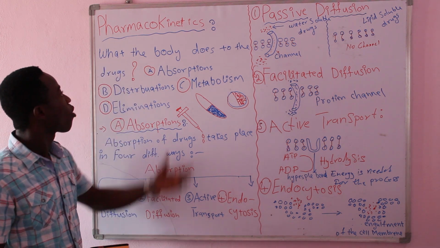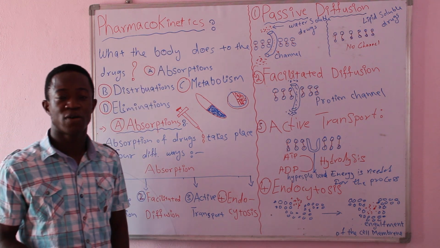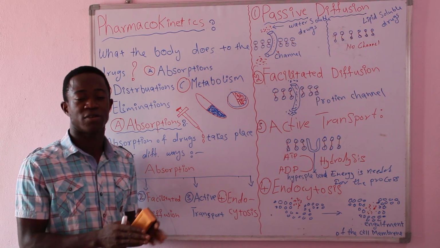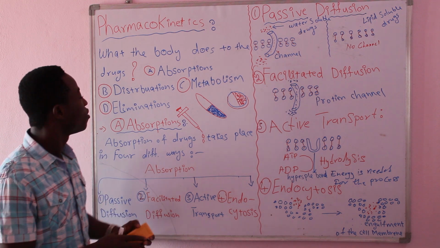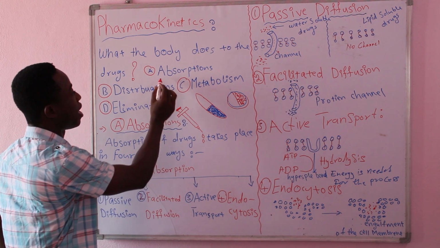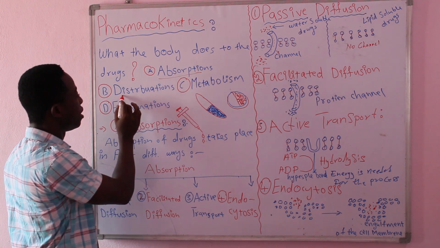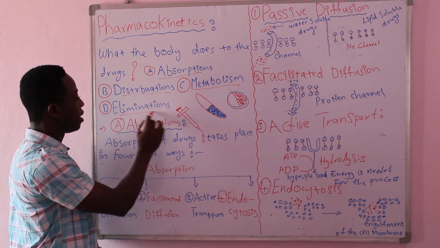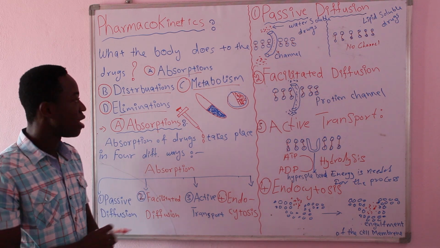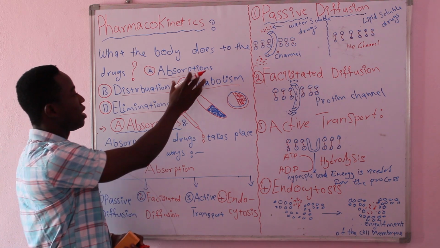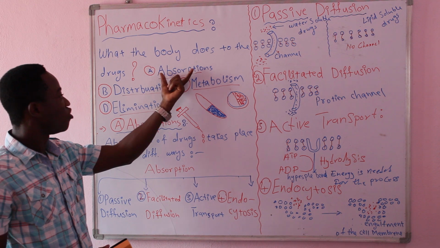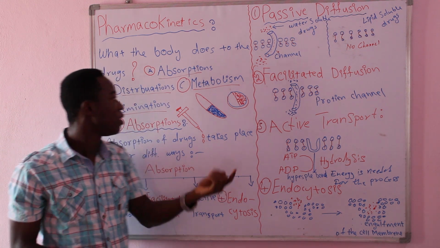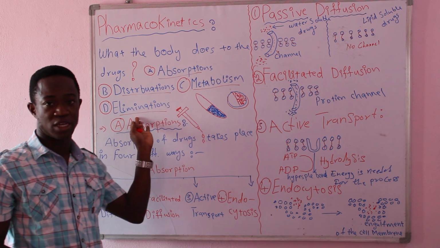So quickly, we will be going over pharmacokinetics. What is pharmacokinetics? There are 4 different parameters of pharmacokinetics. Those parameters are absorption, distribution, metabolism, and elimination. Now, we will be looking at absorption and distribution in this lecture. In the next lecture, we'll be looking at metabolism and elimination.